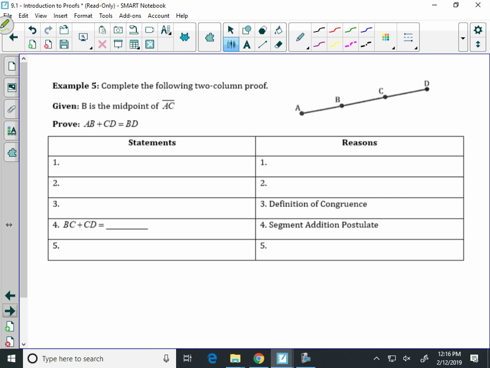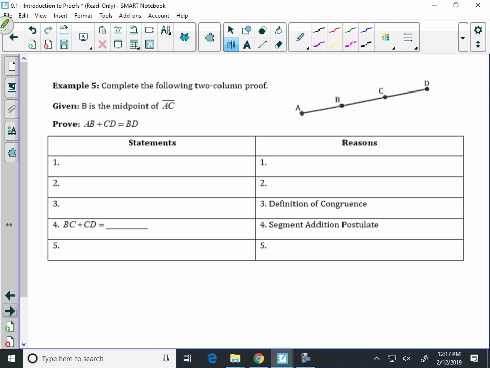So when filling out a proof, again, we're filling out a two-column proof. We have our statements in one column, our reasons in the other. Okay, we're given that B is the midpoint of AC. And we're trying to prove that AB plus CD equals BD. So think back to what we talked about yesterday. What did we say was our first statement every single time in any proof? You might need to flip back to your notes. The answer's not in your phone or on Snapchat or in the game that you're currently looking at. It's in your notes. What does it say? What do we write? First statement every single time: the given information.